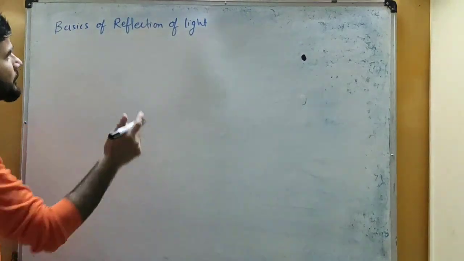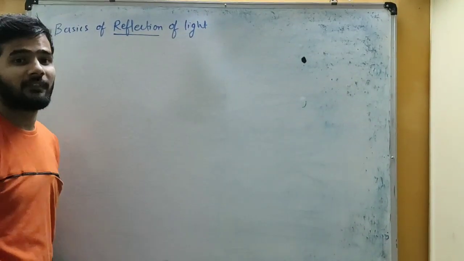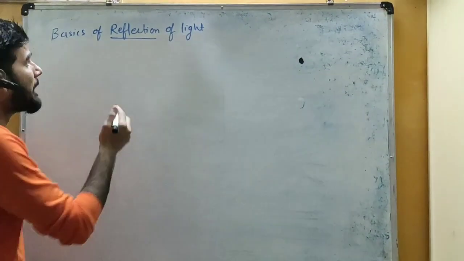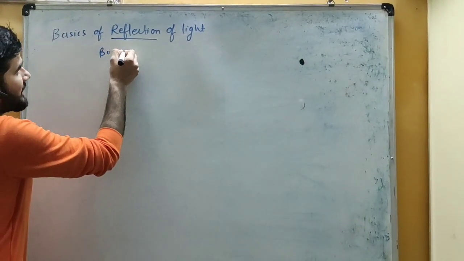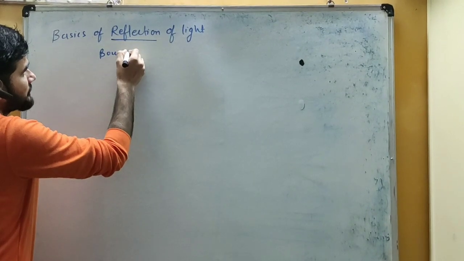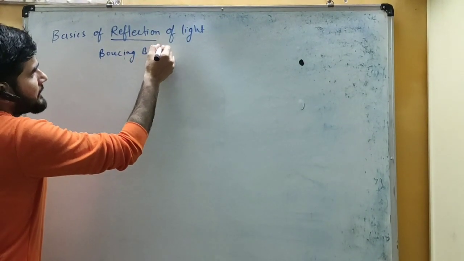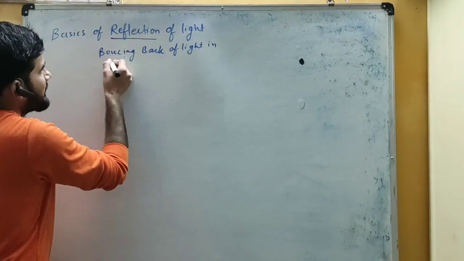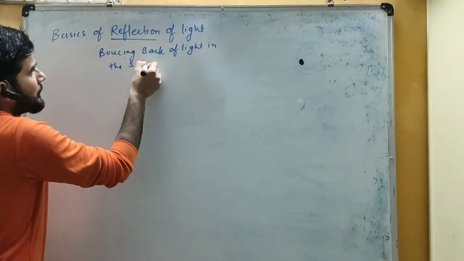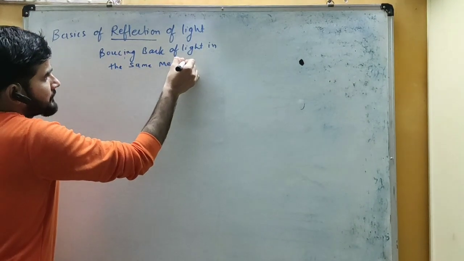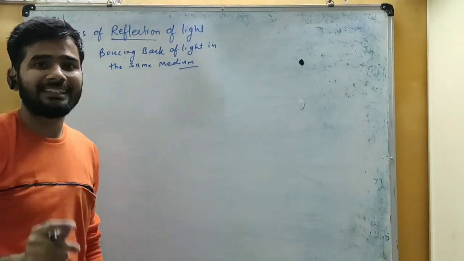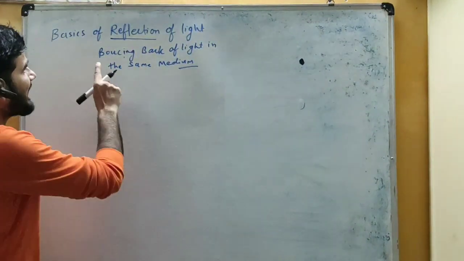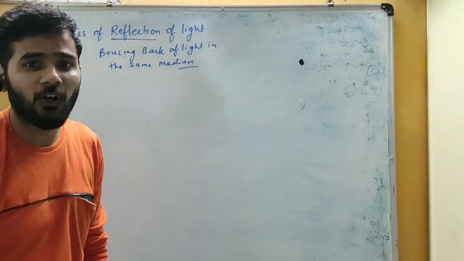First of all, we'll see what is reflection of light. The reflection of light is the phenomenon of bouncing back of light, that is, bouncing back in the same medium. It means whenever light strikes any surface, it reflects back in the same medium. That phenomenon is called the reflection of light.